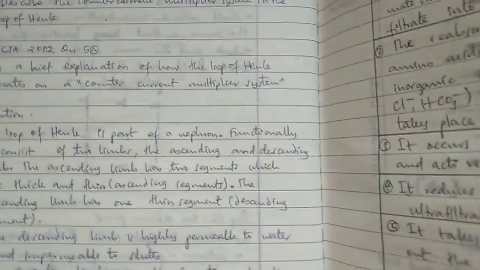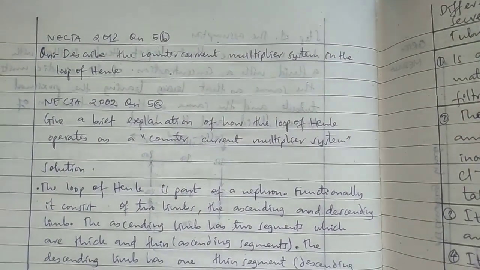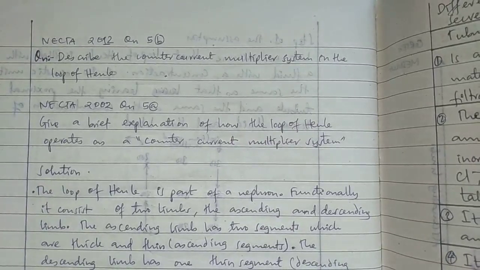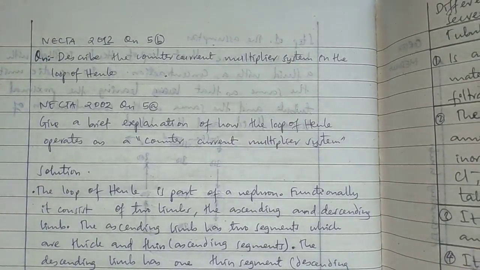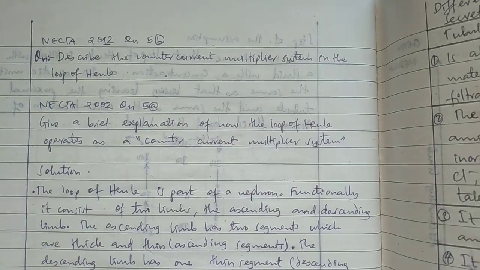Sasa tuone mfano wa maswali. Describe the countercurrent multiplier system in the loop of Henle. Ni swali la NECTA mwaka 2002, swali namba 5A.